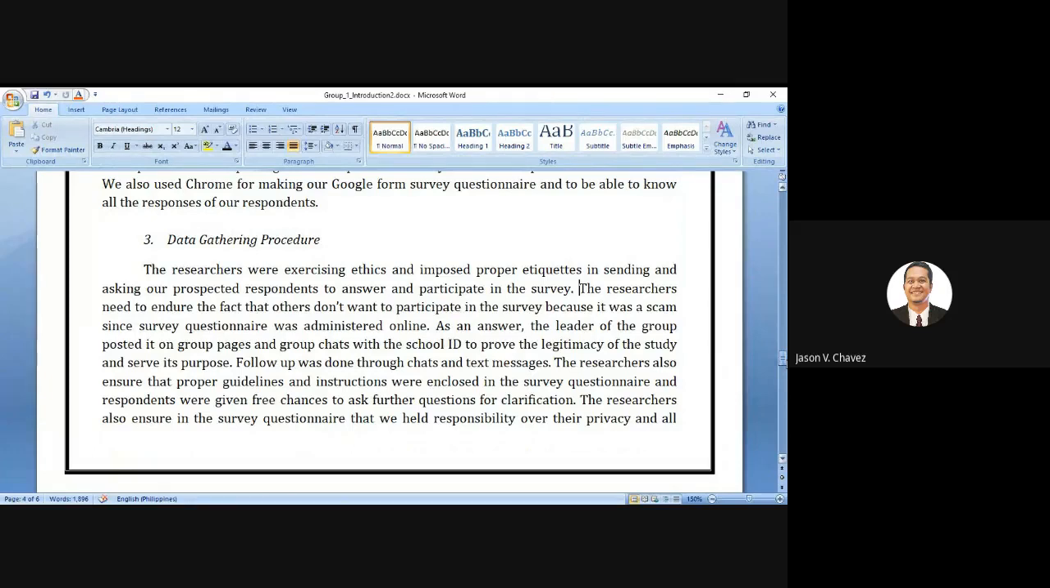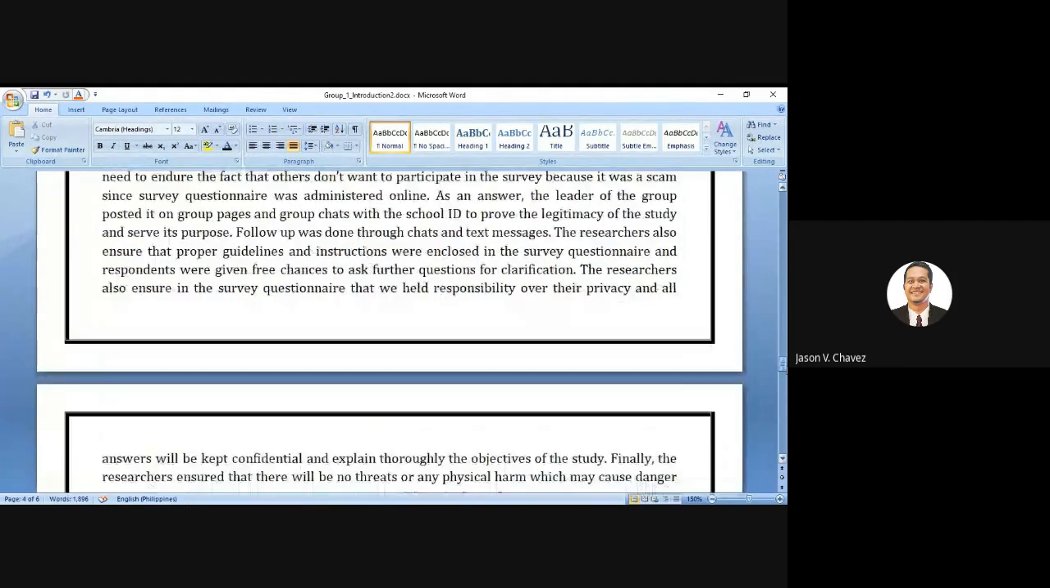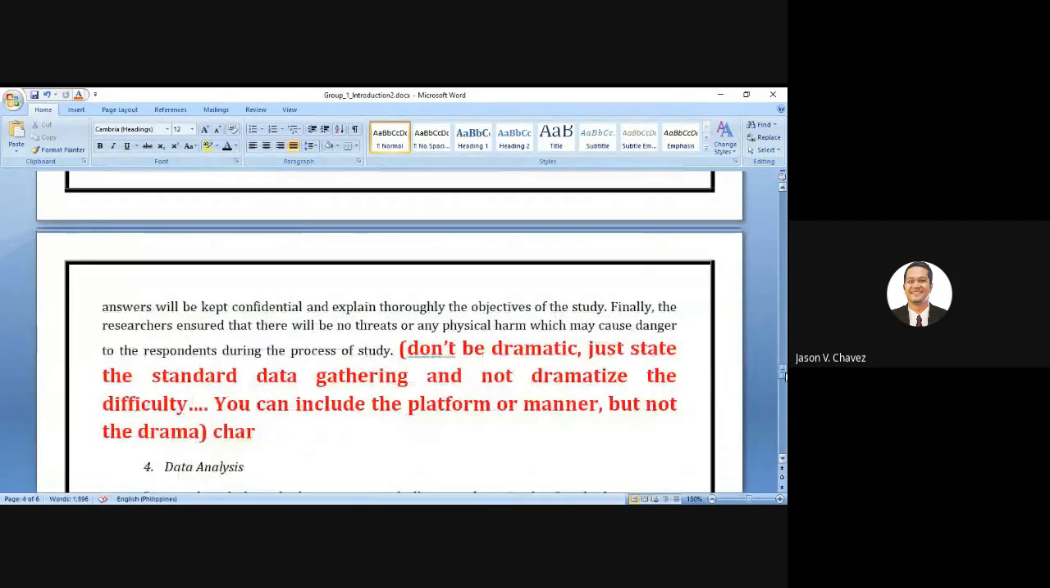Then the ethical part, maybe I just did not check it. You just try to check it with the sample. Okay. So I took note, don't be dramatic. Just state the standard data gathering and do not dramatize the difficulty.